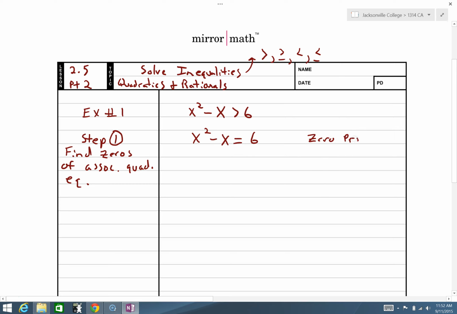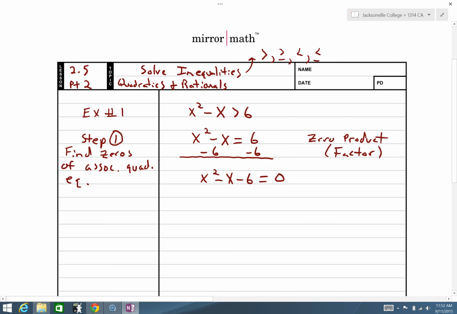We learned all of those methods for solving quadratics. This zero product property involves factoring. So when we solve this with factoring, the first thing we did was set it equal to 0. We subtract 6 on both sides. So I have x squared minus x minus 6 is equal to 0.